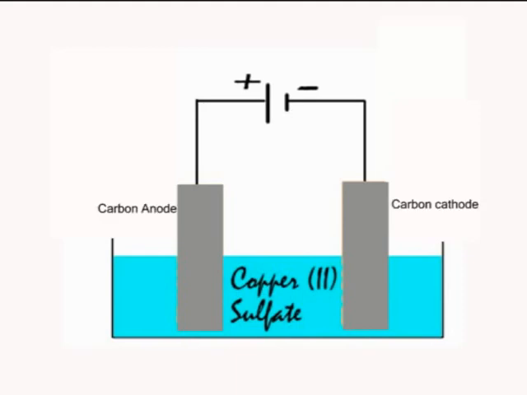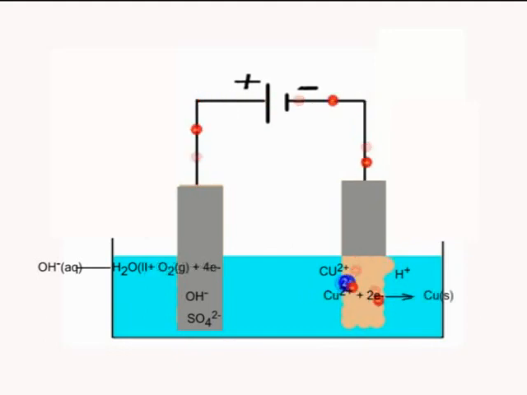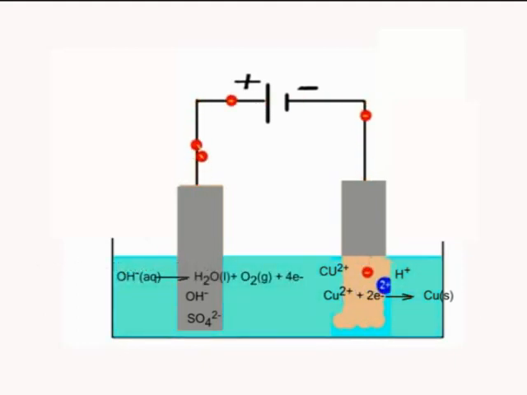Now, once the circuit is complete, hydroxyl and sulfate ions will migrate to the anode. The hydroxyl ions are discharged to produce oxygen and water, as shown in that equation. Now at the cathode, copper and hydrogen ions will migrate. Copper ions are discharged because they have a greater tendency to gain electrons compared to hydrogen. Copper metal is formed and is deposited on the surface of the cathode, and the equation for that reaction is shown there: copper undergoing reduction to form copper metal.